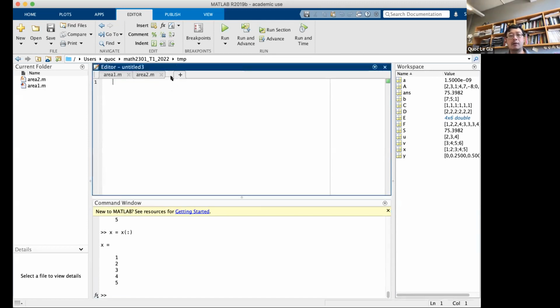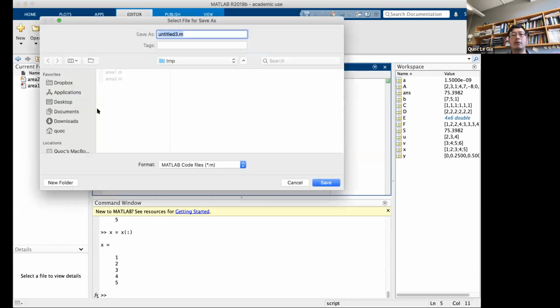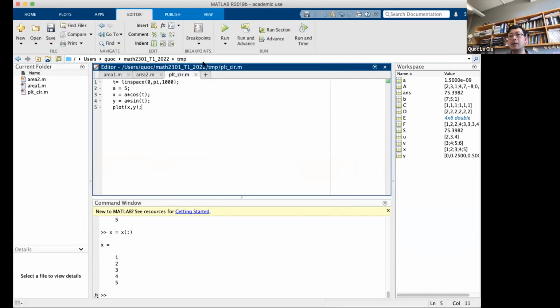The next question is how to plot a circle. Please try to plot a circle using a parametric equation of the circle. Maybe I can do it real fast. Something like t equals linspace from 0 to 2 pi with 1,000 points, and you define x to be a cosine t, where a is the radius, say 5, and y equals a sine t, and then you just plot x y, and this plots a circle for you. You can run it and you can see you get a circle.